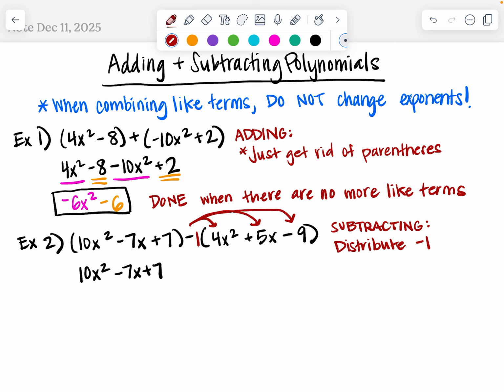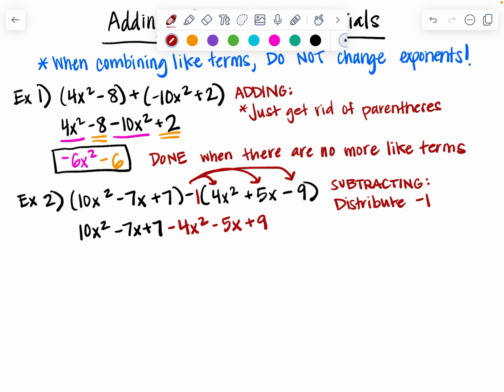Negative 1 times positive 4x squared becomes negative 4x squared. Negative 1 times 5x becomes negative 5x, and negative 1 times negative 9 is positive 9. The other way you can think of it is that each term in the second polynomial, we just change the sign of each one. And once we've done that, we can just combine like terms like we did when we were adding.